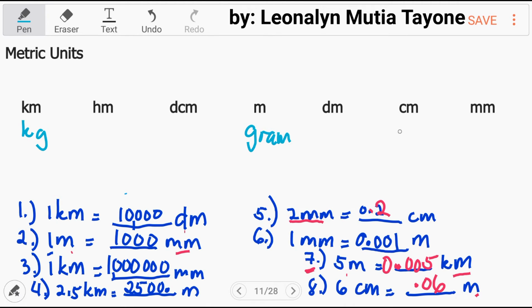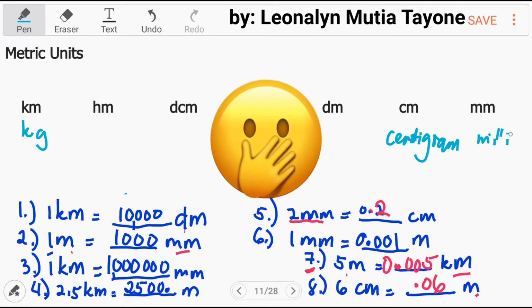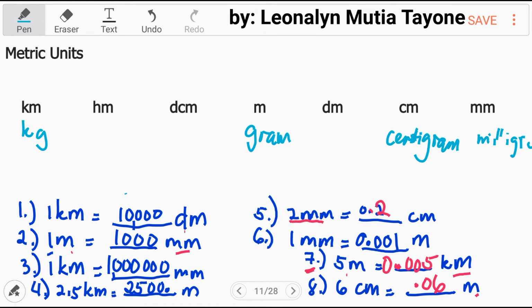Gram, centigram, tapos yung milligram. So, ganun pa rin, mag-multiply ka ng 10, kasi kilogram to hectogram, dekagram, tapos gram, and then decigram, centigram, milligram, yung mga ganyan. Pero hindi naman yan ang topic natin sa video na ito. Ang topic natin ay yung length or yung distance.